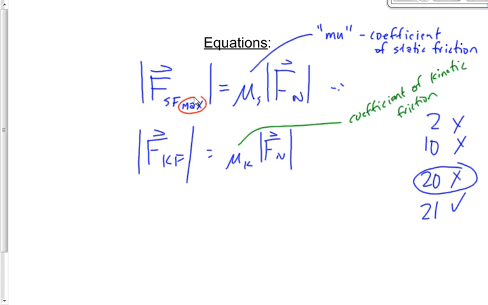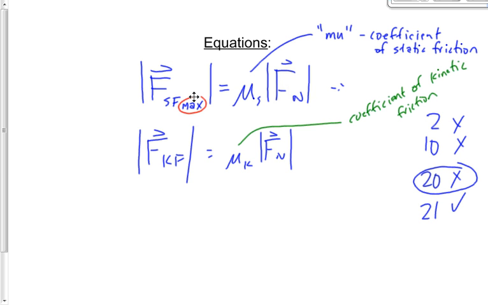Kinetic friction equation, on the other hand, is the force. When we calculate its value, it's not how hard we're pushing. The force of kinetic friction is mu times the normal force. Does that make sense?